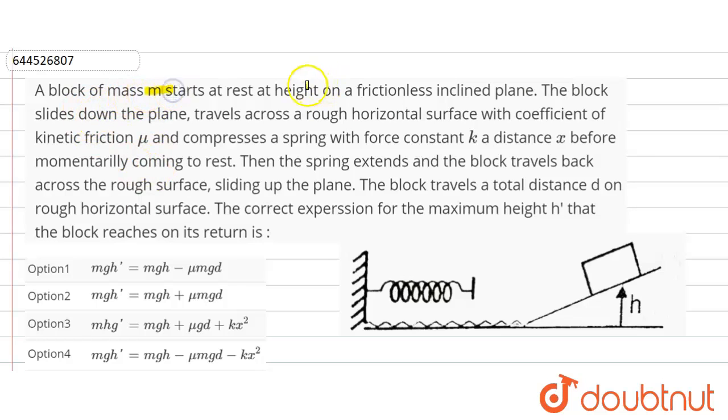Hello friends, question is given here. A block of mass m starts at rest at height h on a frictionless inclined plane. The block slides down the plane and travels across a rough horizontal surface with coefficient of kinetic friction mu, and compresses a spring with constant k a distance x before momentarily coming to rest. Then the spring extends and the block travels back across the rough surface, sliding up the plane. The block travels a total distance d on the rough horizontal surface. The correct expression for the maximum height h dash that the block reaches on the return is.